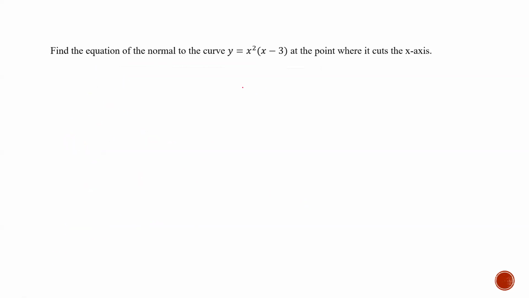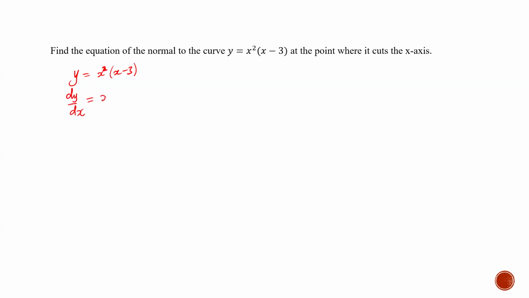Okay, let's look at this question. We've been asked to get the equation of the normal at the point where the curve cuts the x-axis. Okay, so we have that y is equal to x squared times (x minus 3). Now this is a product, so we could either choose to expand it or we could differentiate using the product rule. Let's use the product rule.